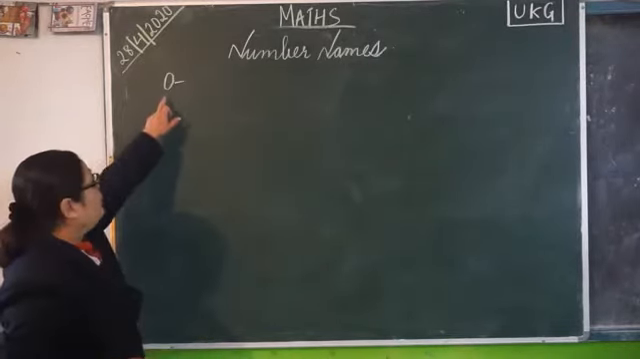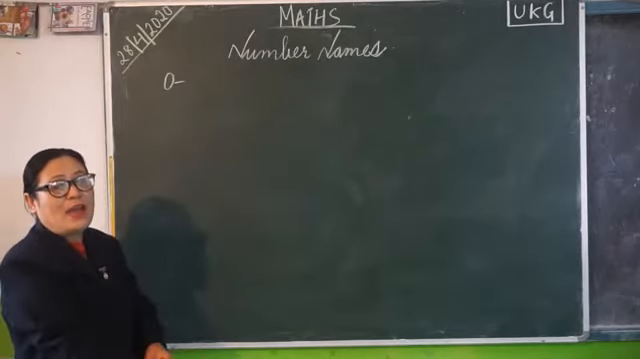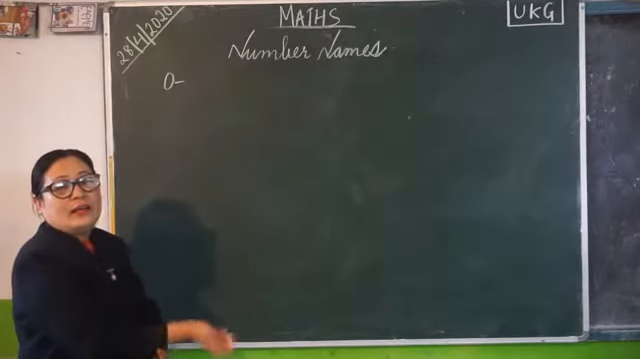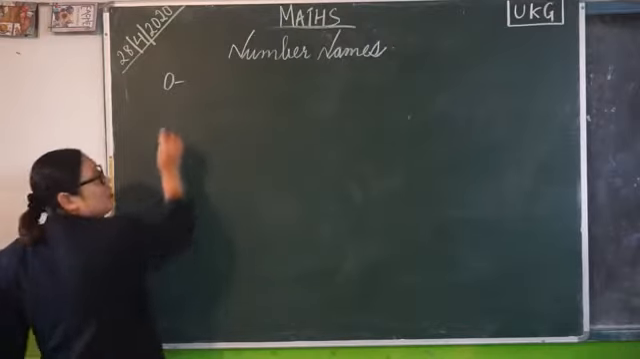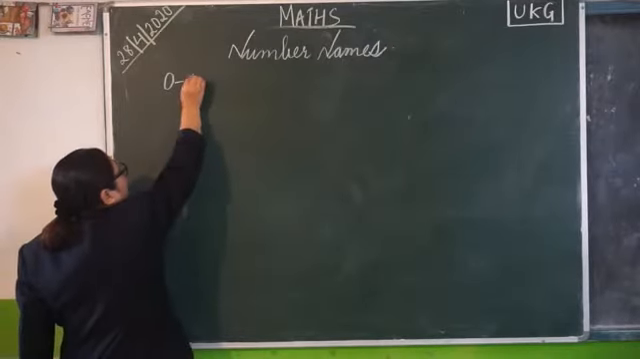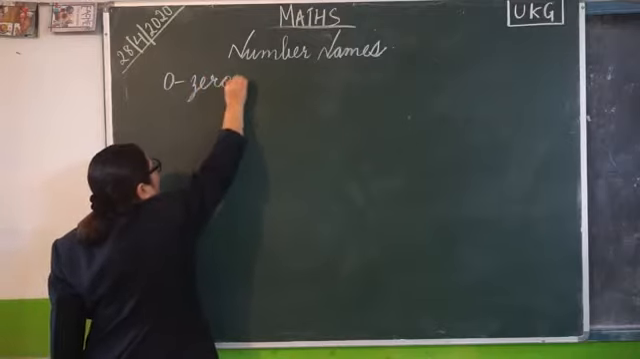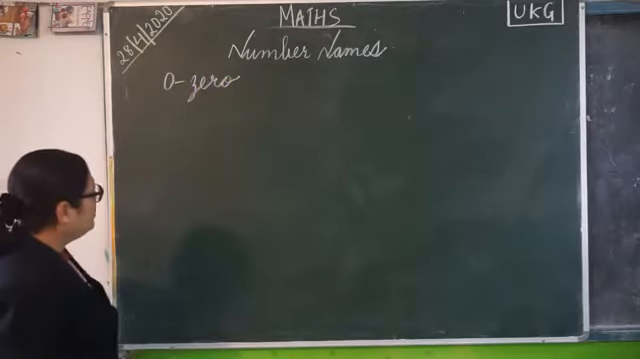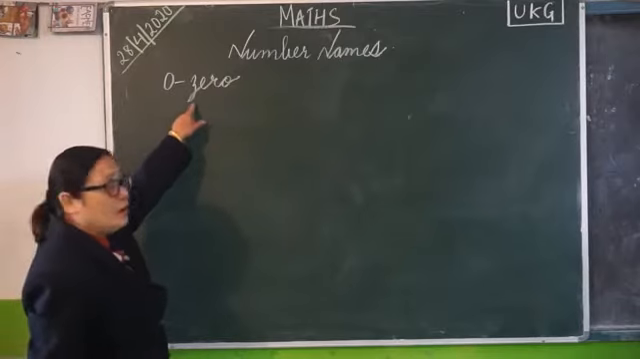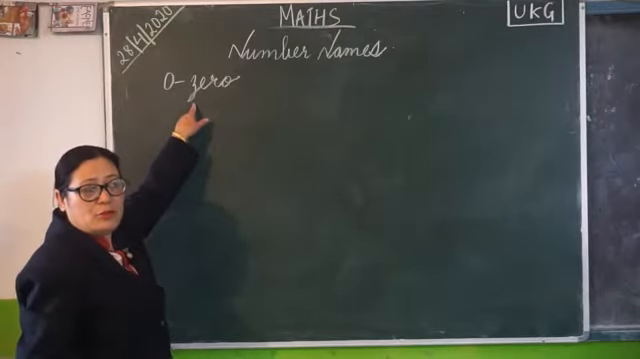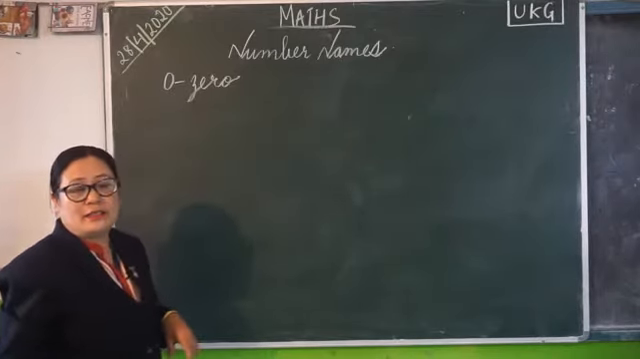Okay, write the number 0. Then you have to write the spelling. Okay, how do you spell 0? Z-E-R-O, 0. Okay, children. Here also, you have to write in cursive writing.